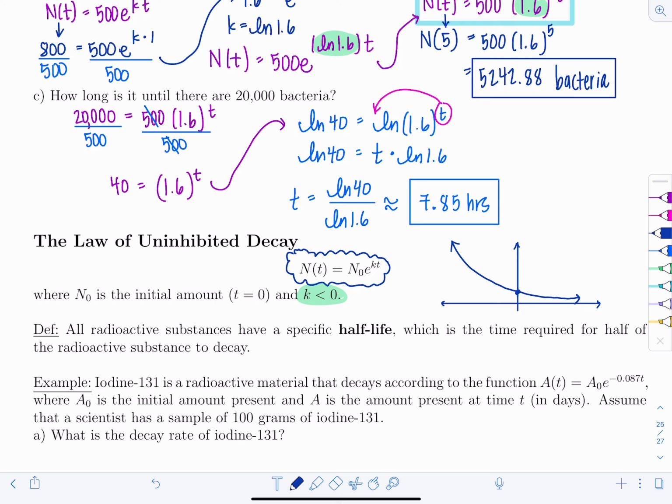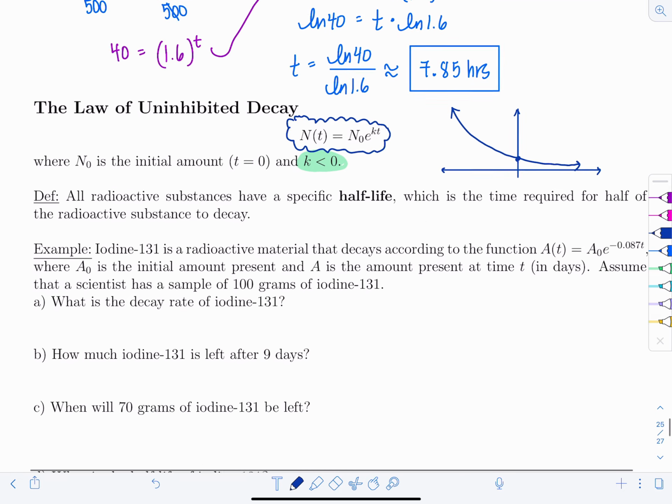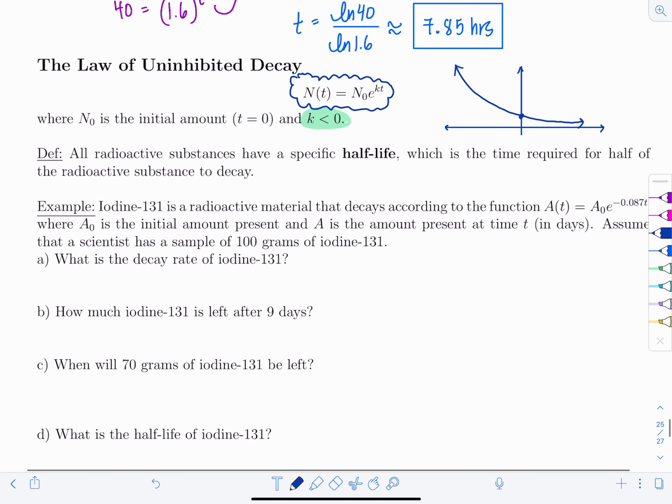Now, definition. All radioactive substances have a specific half-life, which is the time required for half of the radioactive substance to decay. So basically, it's the reverse situation from a population doubling. It's the starting amount disappears by half. Half of it decays. Okay?